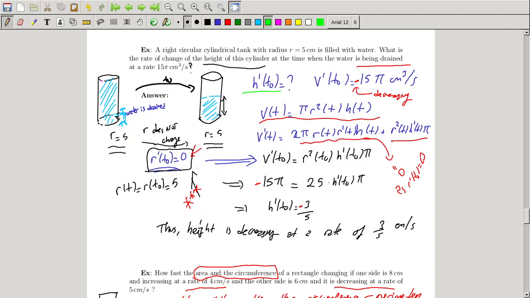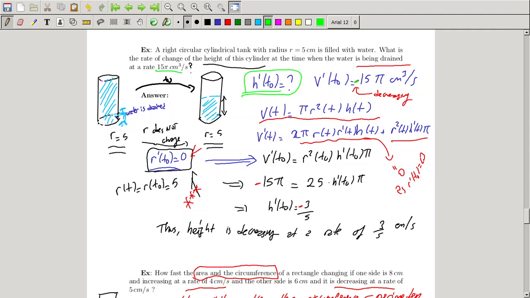So it means h'(t0) is asked at the time when the water is being drained at a rate of 15π cubic centimeters per second. So what is that quantity? This is volume indeed. Volume is decreasing, it means, since volume is decreasing, we have to have a negative sign. So then we have minus, so V' is equal to minus 15π.